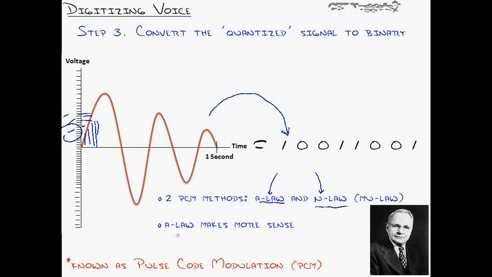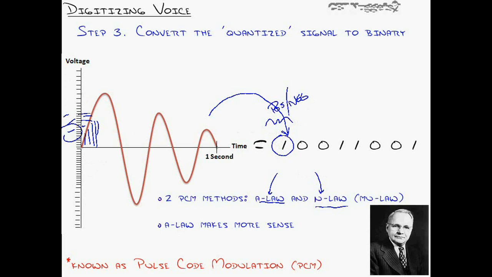A law makes more sense when you look at it. Here's the way A law works. A law takes this binary number to represent positive or negative. If this is a 1, that means you're up in this positive scale. If it's a 0, that means you're down here in the negative scale. So this, you could just think, represents positive or negative numbers.